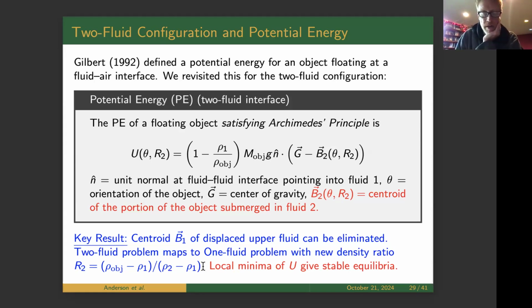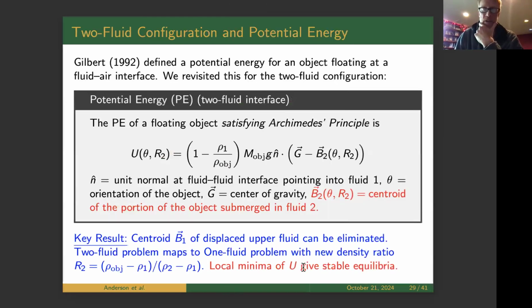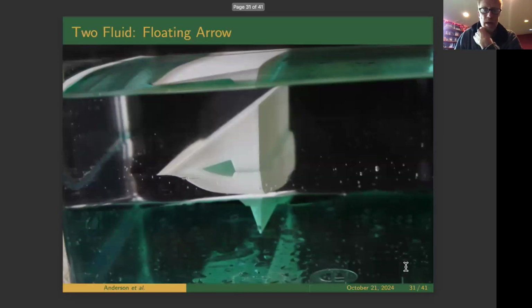The experiments are 10 times messier, so we didn't have quite as much fun doing them, but we were able to get some results. Let me just skip to one example. This is a shape we call the arrow, and this is floating at an oil-water interface.